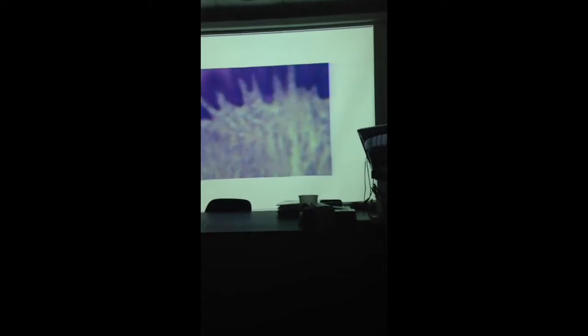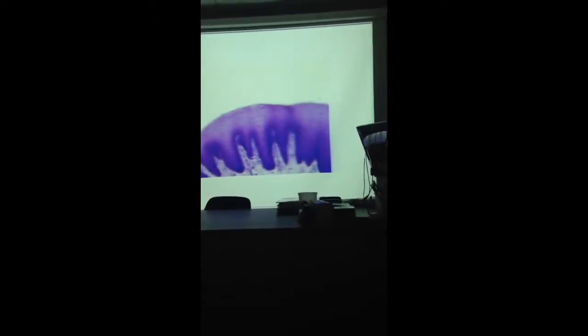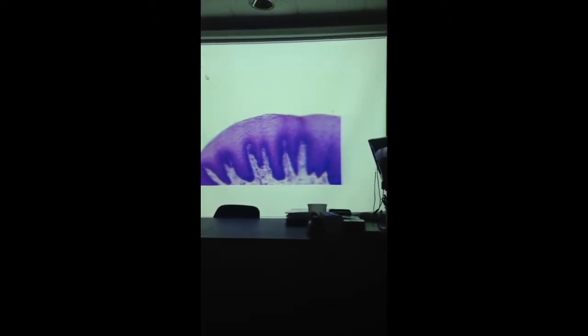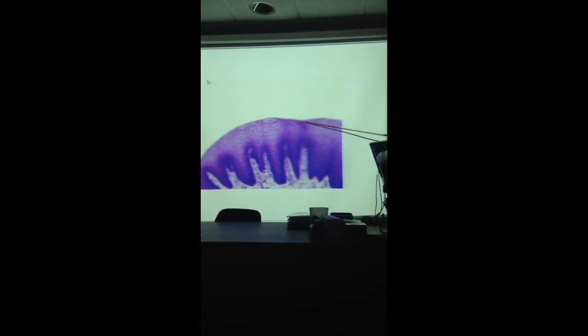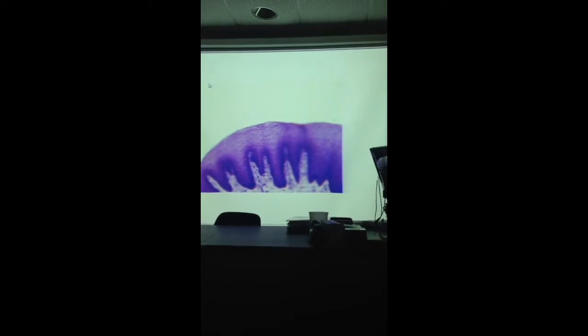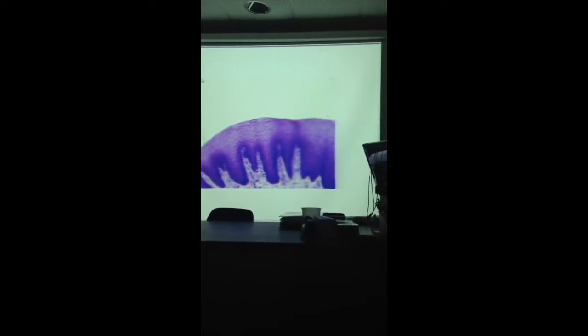And again, you can tell by looking at the nuclei. You really can't see the cell boundary. You can see the nuclei are flattened. There are obviously multiple layers. It is stratified, so it's stratified squamous epithelium. Again, it's non-keratinized, unlike the epidermis, the skin.